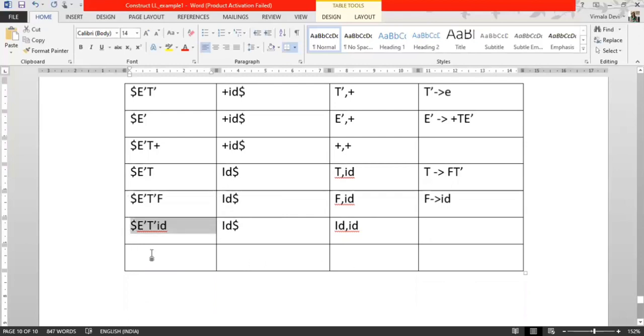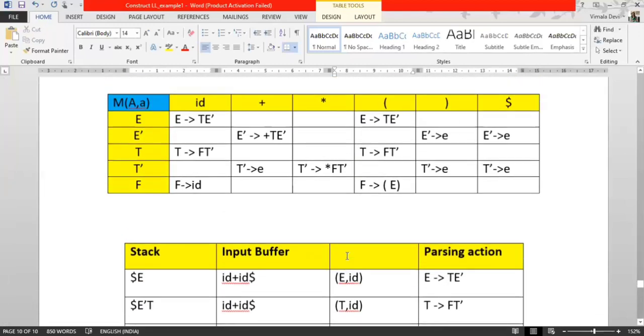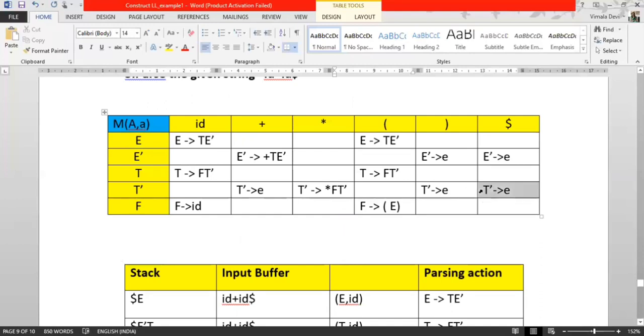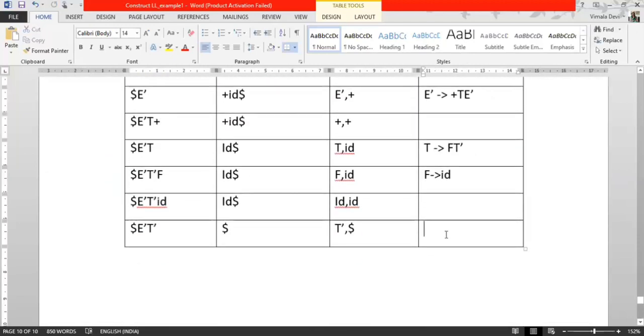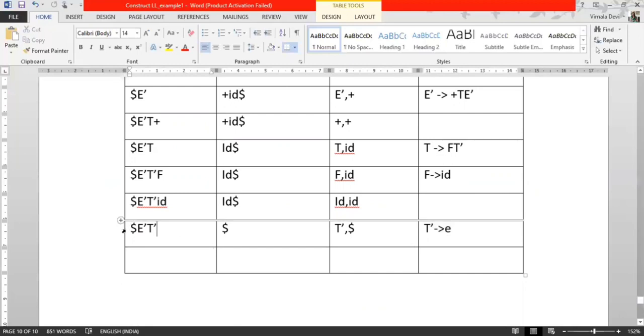So now the stack contains $ E dash T dash. Now id is also read by the parser. Now the input buffer contains only the dollar symbol. So what is T dash comma dollar? That we have to know. That we can come to know only from the parsing table. What is T dash comma dollar? T dash comma dollar is T dash derives epsilon. So T dash derives epsilon. It means this T dash must be replaced by epsilon, isn't it?